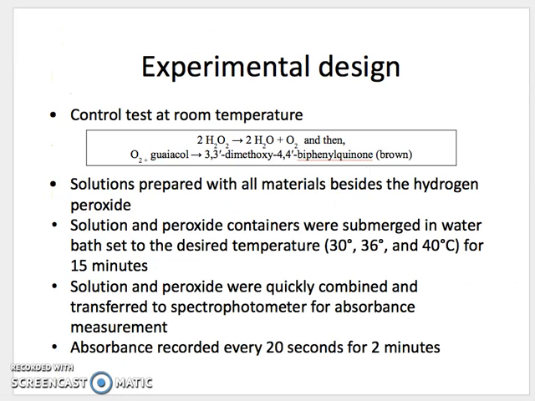Our experimental design. The turnip peroxidase enzyme system for this experiment calls for the combination of 4.8 milliliters of KPO4 buffer, 50 microliters of glycol, 50 microliters of turnip extract, and 50 microliters of hydrogen peroxide.